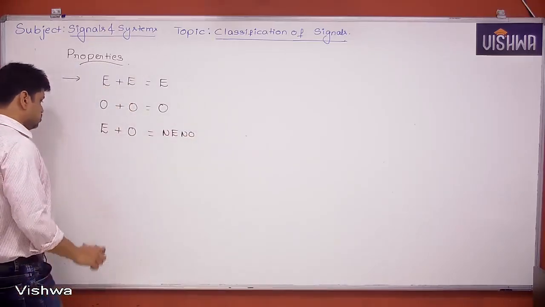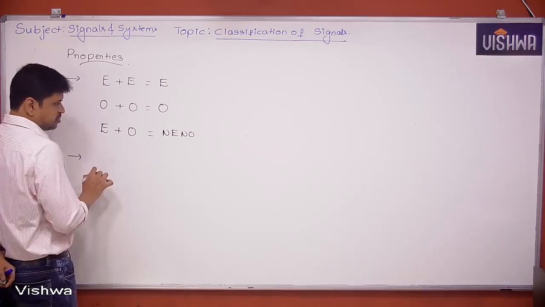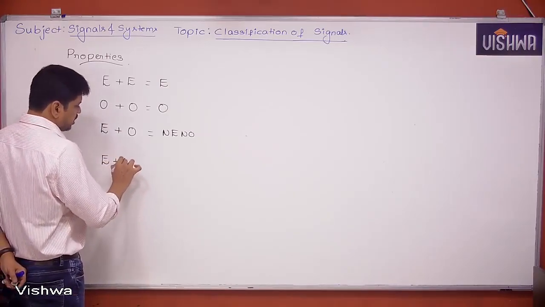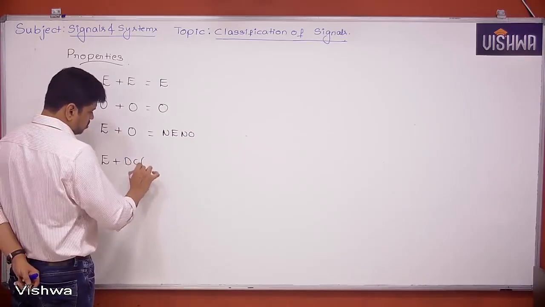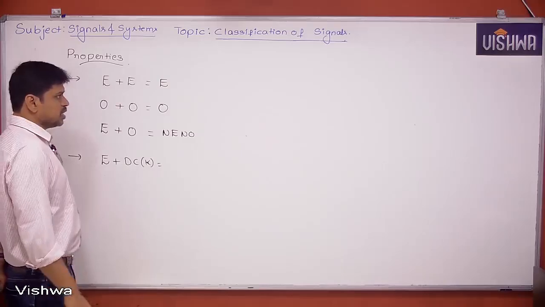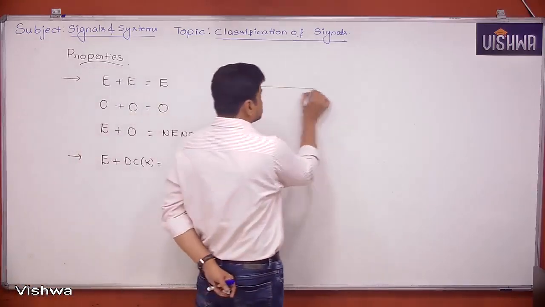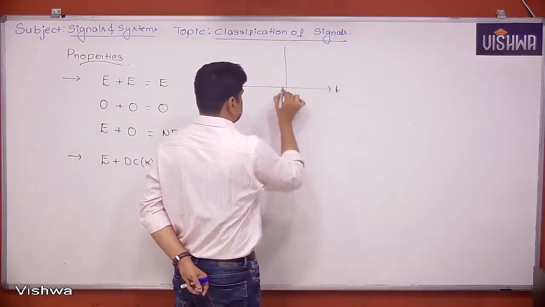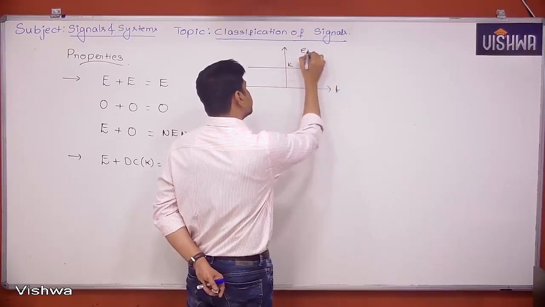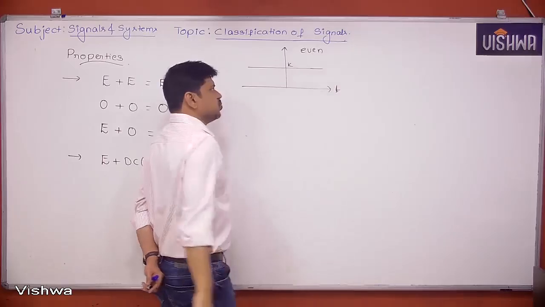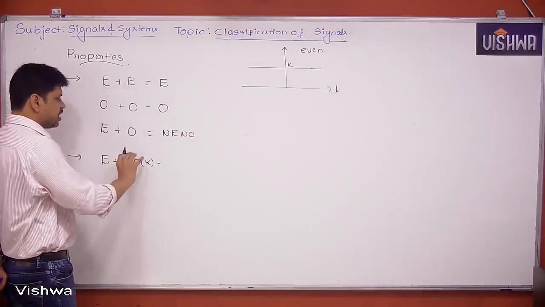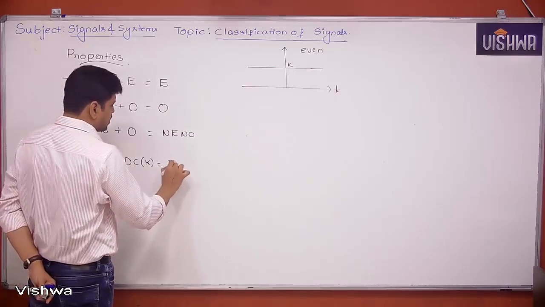Next, addition of DC. Let's say one even signal added with DC, let's say some K. Remember, DC signal is also an even signal. DC signal is always an even signal. Why? If you fold it, you are going to get the same signal. So that means it is similar to this property, even signal plus even signal, again an even signal.